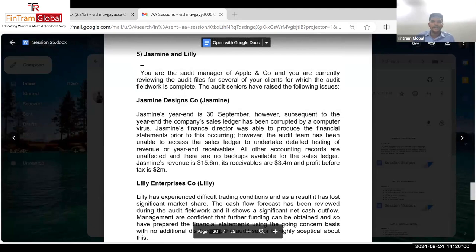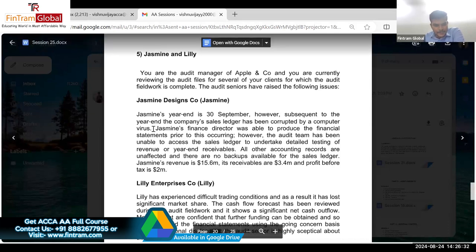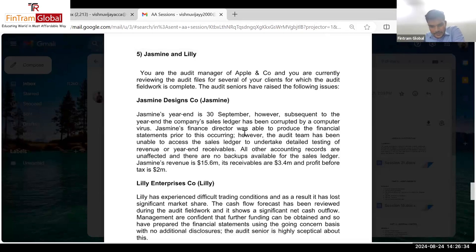You're an audit manager of Apple & Co., which is the audit firm. You are currently reviewing the audit files for several of your clients for which the audit field work is complete. The audit seniors have raised the following issues. First of all, there's an issue with Jasmine Design School. Jasmine's year-end is 30th September. However, subsequent to the year-end, the company's sales ledger has been corrupted by a computer virus. Jasmine's finance director was able to produce the financial statements prior to this occurring.